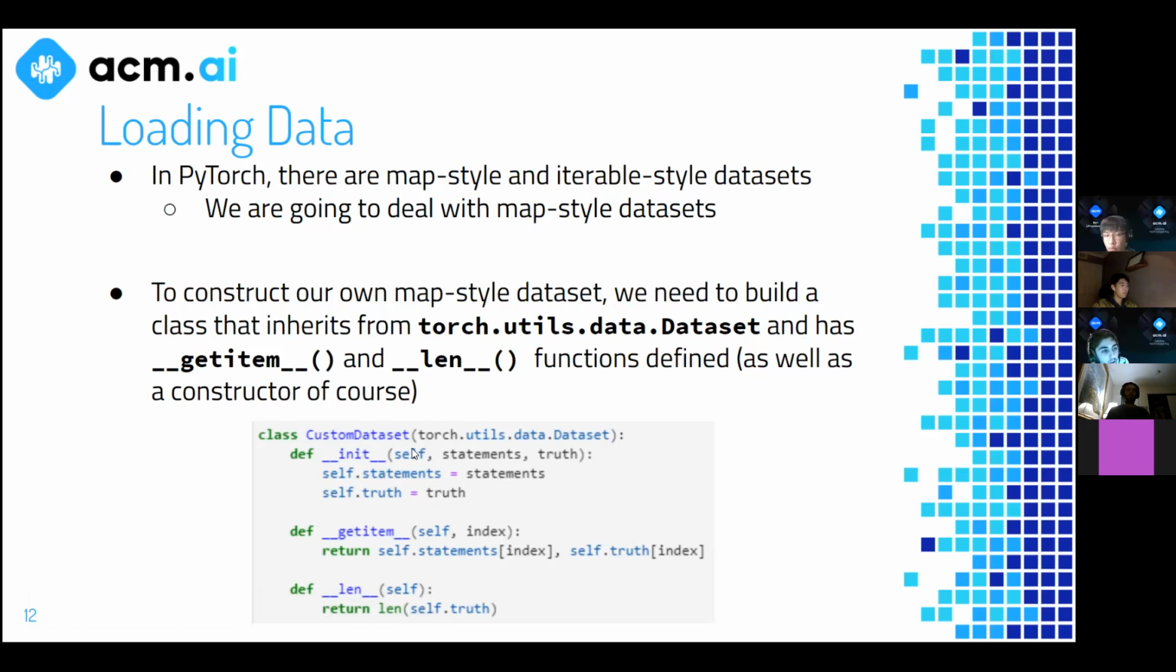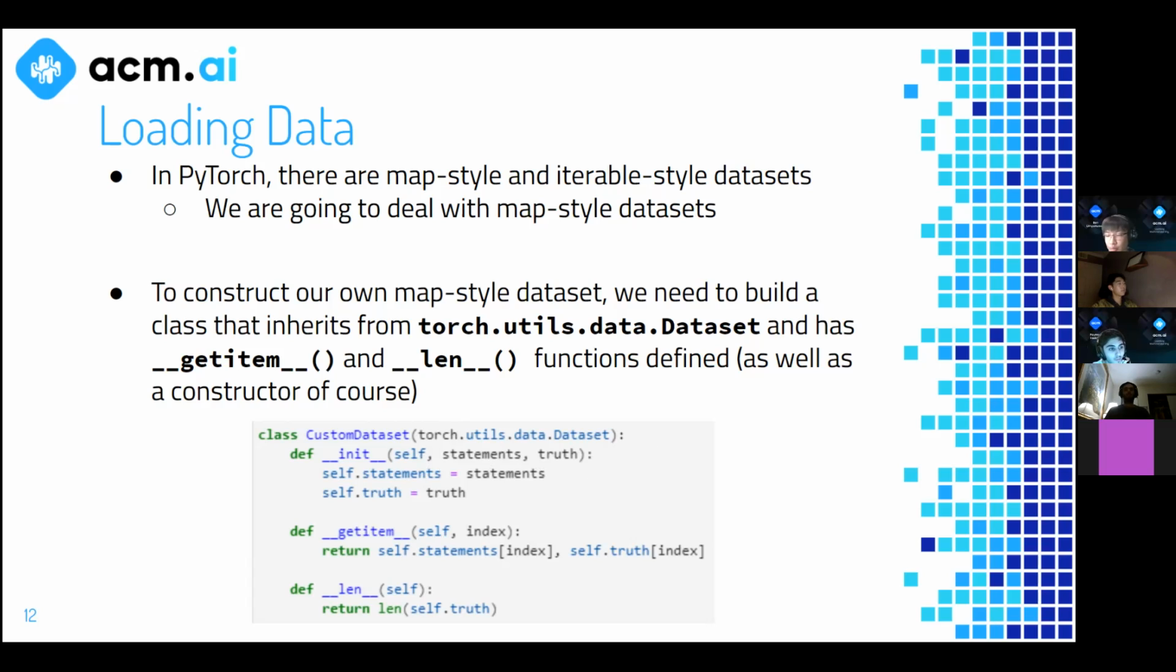But you should know self is an instance of the class itself, so hopefully you know it's the same way as in C++. And then we pass our construction parameters here. We have two parameters: statements and truth. Statements are our training examples, and truth is our labels.